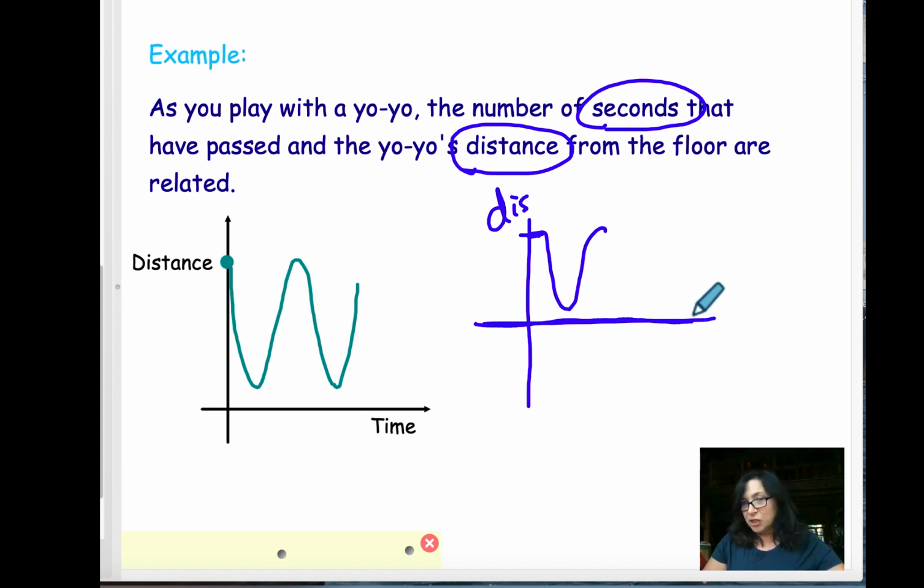And what does this represent here? I know that this is time passed, but this is actually representing the floor, isn't it? And it's not really going to touch the floor. I guess you're going to break the yo-yo, but that's what that is. So here's our time. The longer the time has passed, the distance is going to vary like that. And so this is actually what we call a periodic function, because it's just going to keep continuing as long as you are playing with the yo-yo, right?